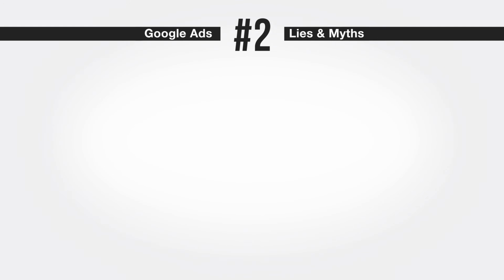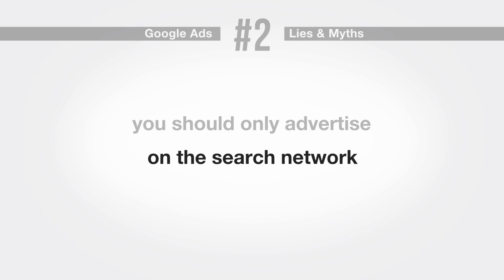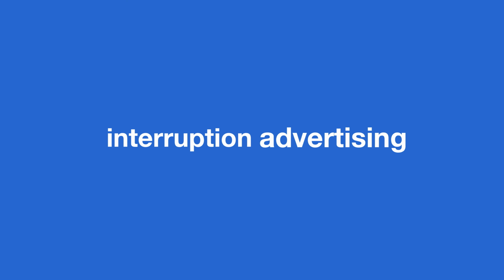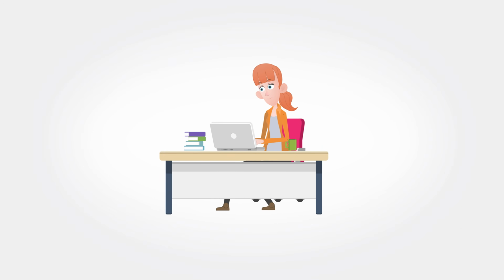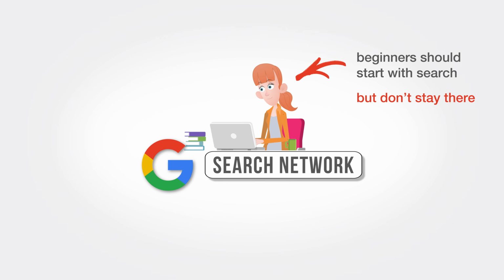Okay, number two: you should only advertise on the search network. Now, a lot of Google advertisers just focus on search. They think it's the best place to advertise because there's intent there, in that the person searching is looking for something actively, as opposed to the display network or Performance Max where you've got more interruption advertising and things along those lines. Now, I think it's good for beginners to start with the search network, but you don't want to stay there forever.